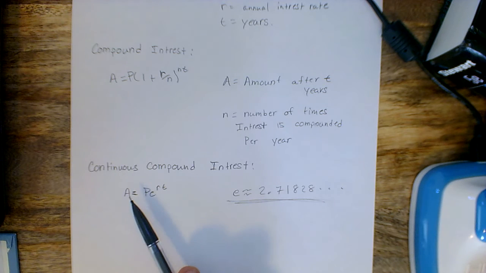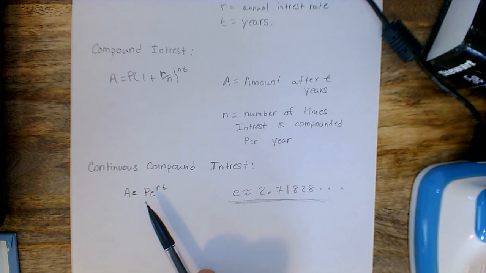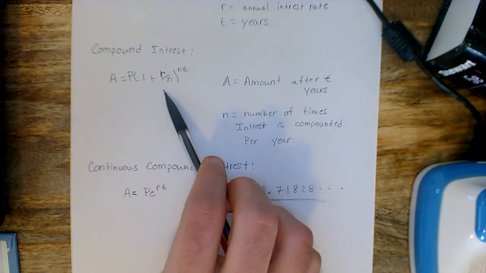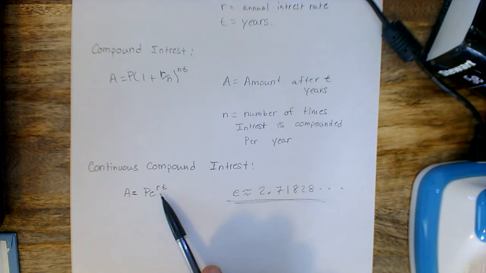And continuous compound is where, instead of compounding it like twice a year, you just compound it continuously. So you could have compounded it daily up here, every minute, but this is continuously, like every single increment of time.